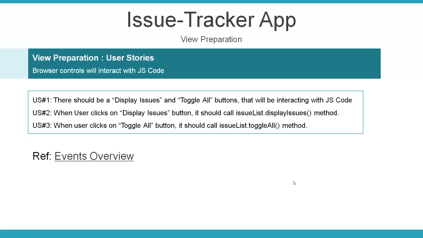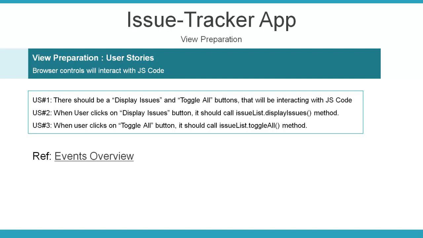So today we'll be talking about the view preparation part, and these are the user stories in front of you. We would like to create the display issue and toggle all buttons, and these buttons are going to interact with the JavaScript code that we have already written. In the previous sessions we created one issue list object, and this issue list object had multiple methods available. Through this session we will be working on the UI part.